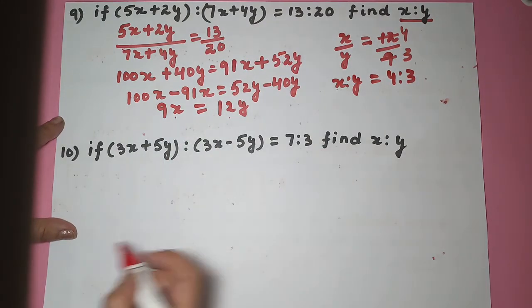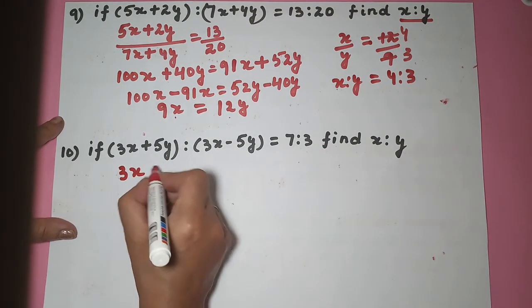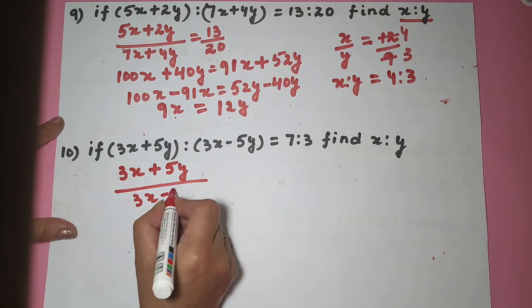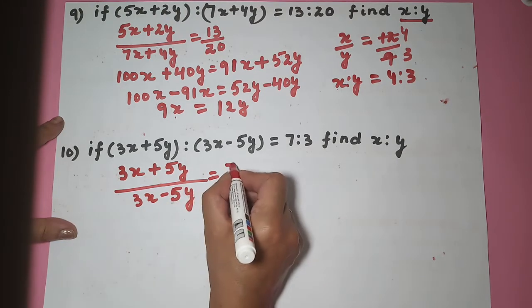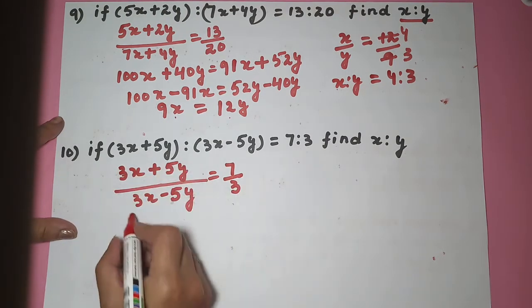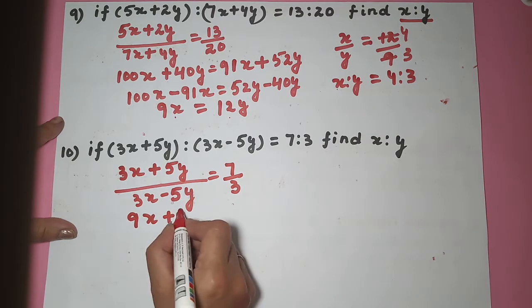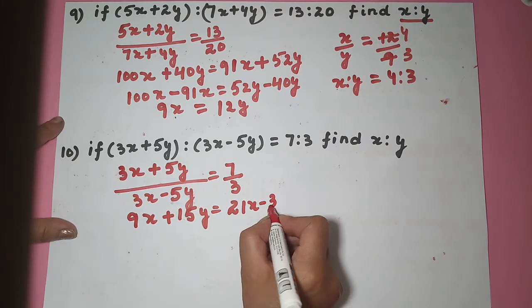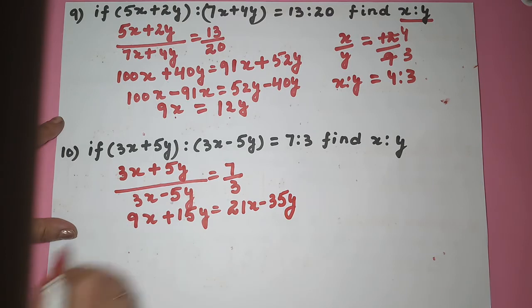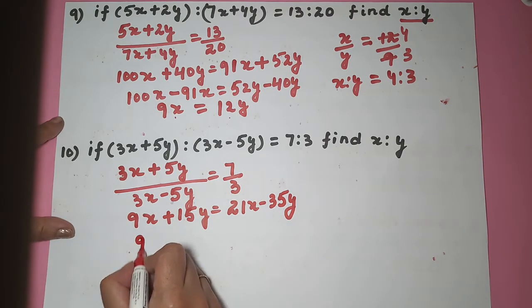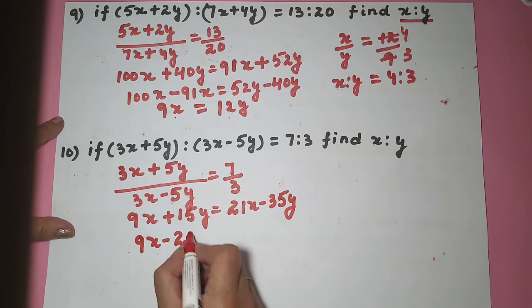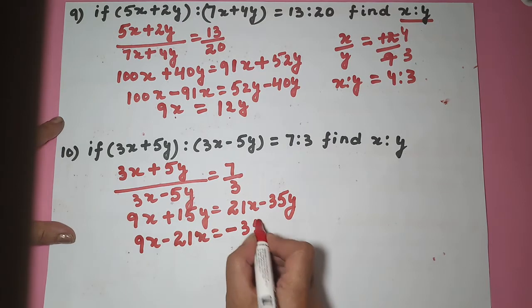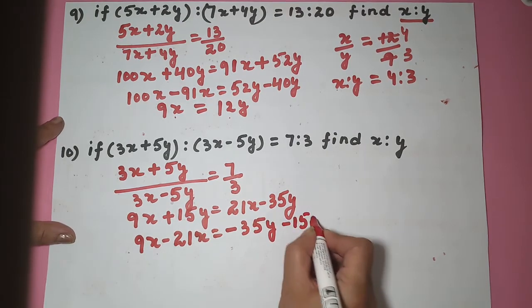Another example of this type, let's follow the same steps. (3x + 5y) divided by (3x - 5y) is equal to 7 upon 3. So let's cross multiply. 3 3s are 9x plus 15y is equal to 21x minus 35y. So let's bring x's together and y's together. So 9x minus 21x is equal to minus 35y minus 15y.